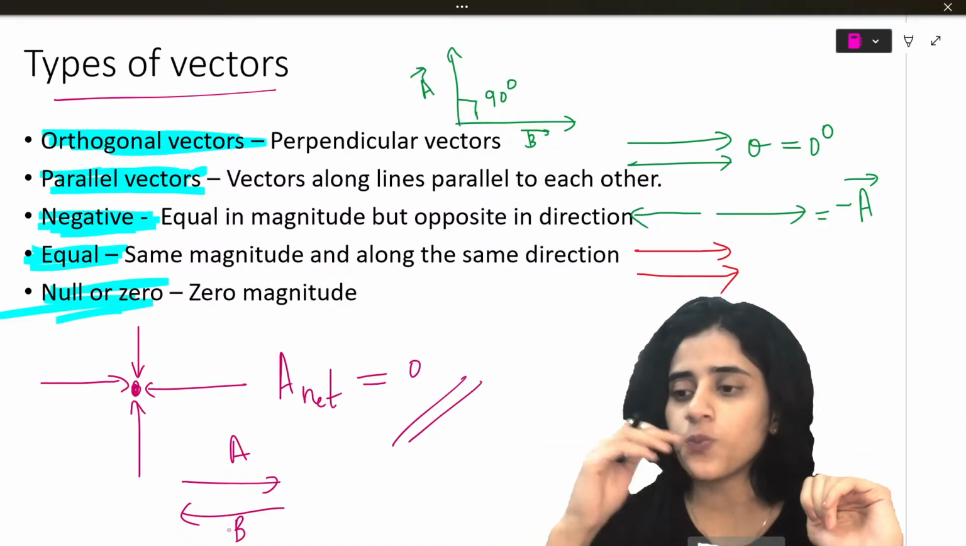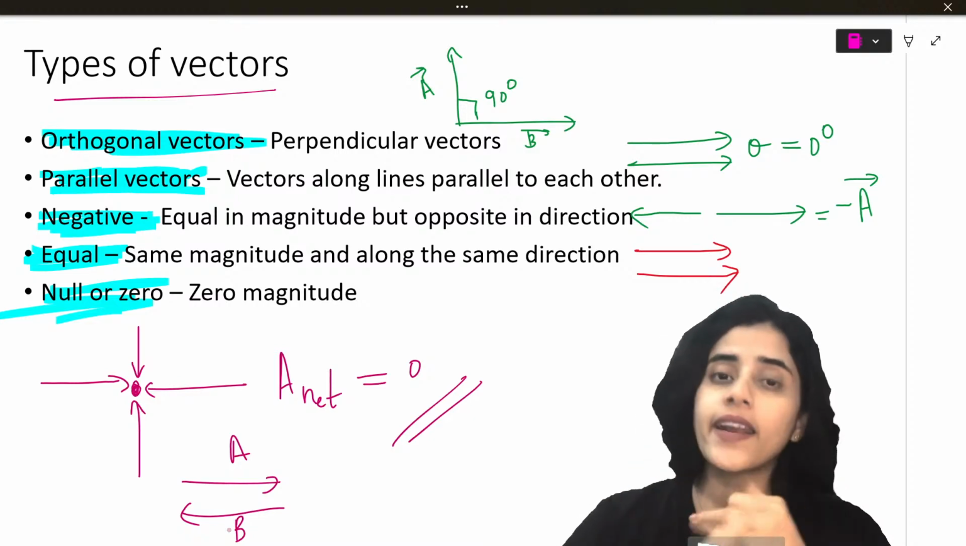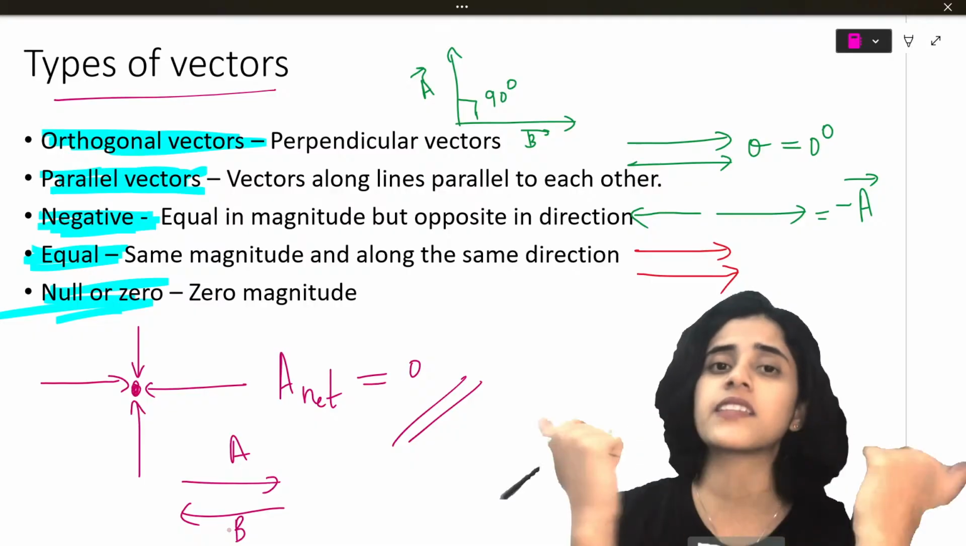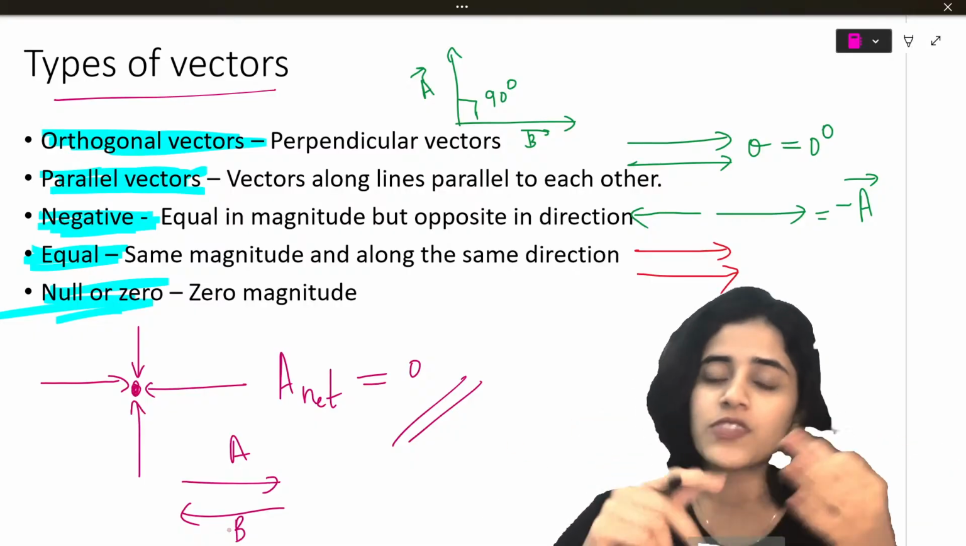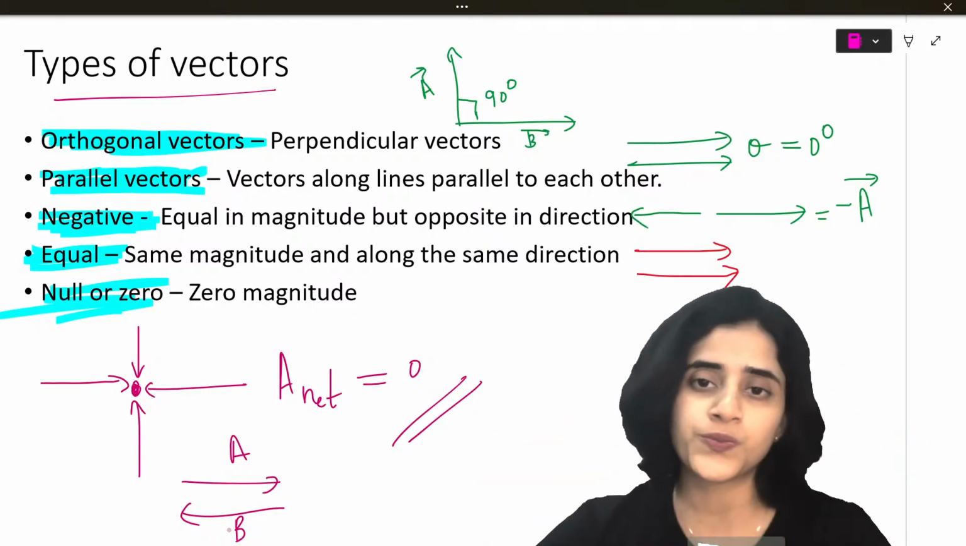Is this clear to all of you? What are the different kinds of vectors? Orthogonal if the angle between them is 90. Parallel if the angle between them is 0. Negative if they have the same value but different directions. Equal if they have the same value, same direction. Zero if they have a value of 0.